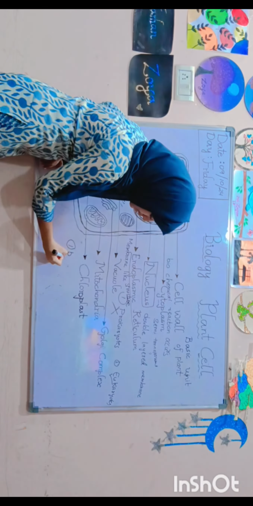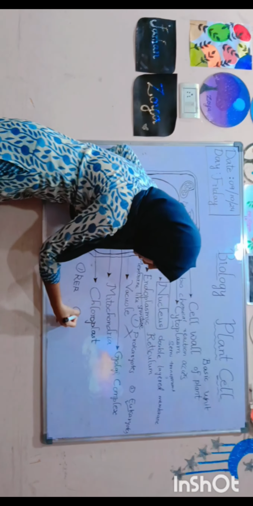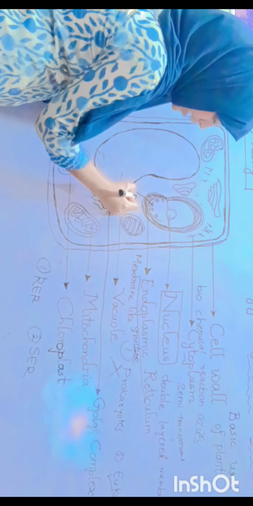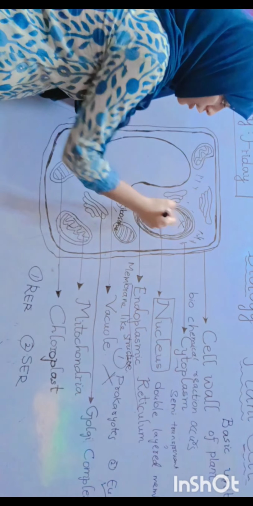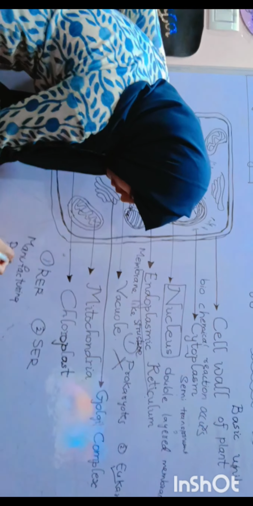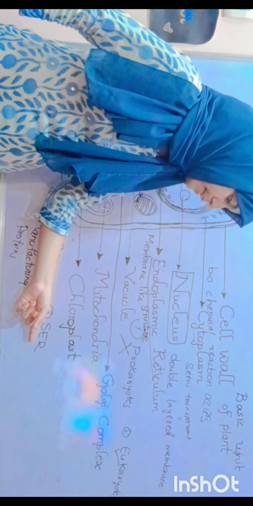One is rough endoplasmic reticulum, RER. Another one is smooth endoplasmic reticulum. Rough endoplasmic reticulum means it has ribosomes on the surface. These are called ribosomes. Smooth endoplasmic reticulum means it does not have ribosomes. The rough endoplasmic reticulum's function is manufacturing proteins. And the smooth endoplasmic reticulum's function is that the proteins which are manufactured, it packs for all the organelles to transport. This is about the endoplasmic reticulum.